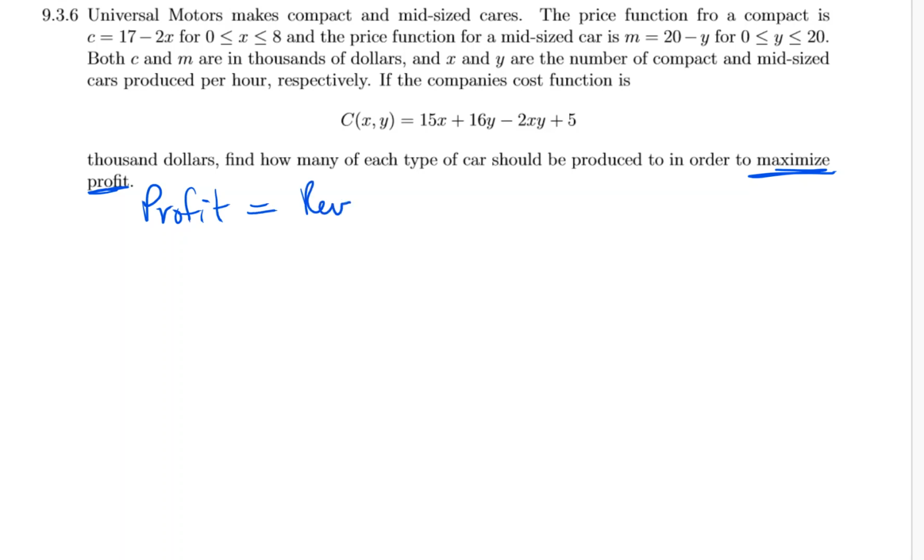But hopefully you remember the relationship between profit and revenue and cost. So revenue is how much you bring in for selling products. Cost is the amount of money it takes for you to produce them. And then profit is the difference of those two. And in general, we always want our profit to be positive.